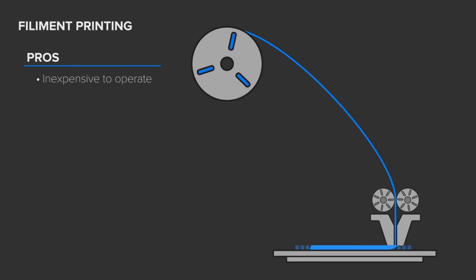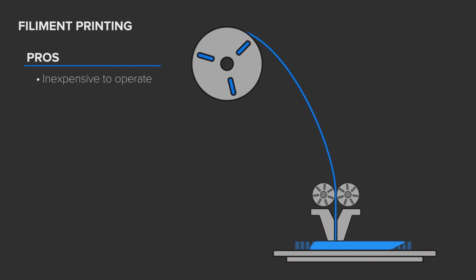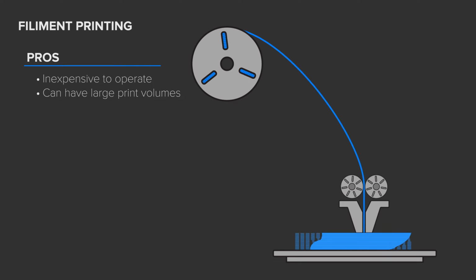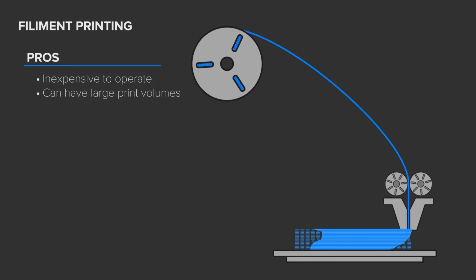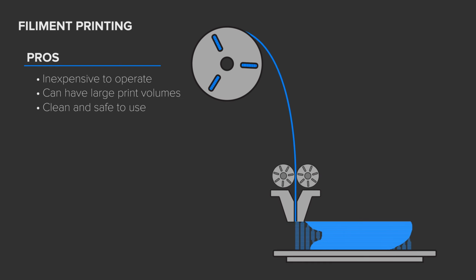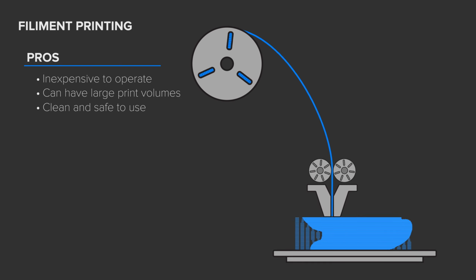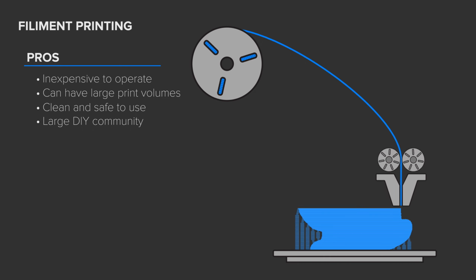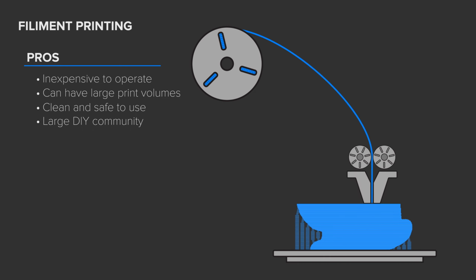FDM machines have a lot of benefits. They are very inexpensive machines to produce and maintain. They can also have large build volumes, which means they can create larger parts for significantly less cost. FDM machines are also relatively clean and safe to run. The other great thing about these machines is that there is a very large community of DIY enthusiasts that use them, so there's a lot of knowledge floating around out there on best ways to print using this process.